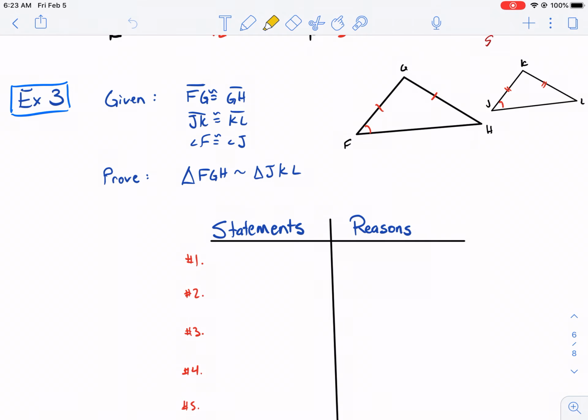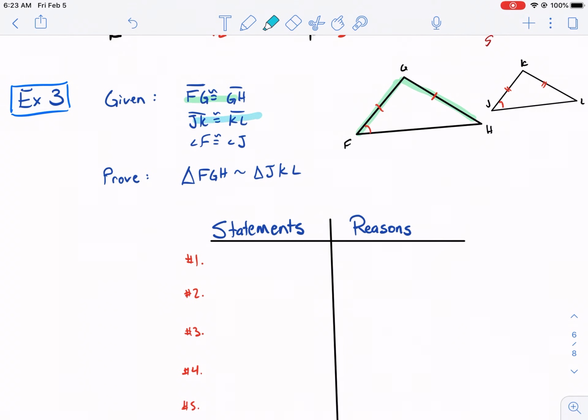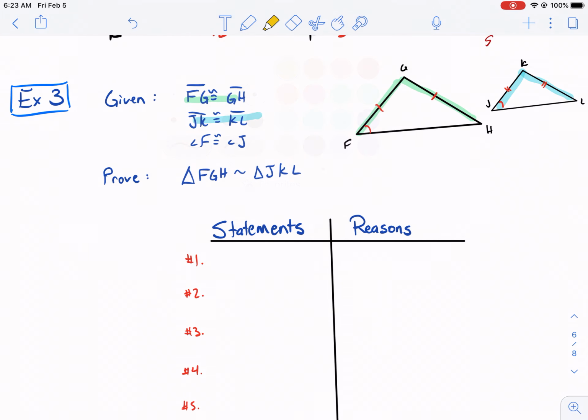Okay, so let's go ahead. I'm going to color coordinate this. So we have this, and so GF, GH, those two are congruent. We're also told that these sides, JK and KL, are congruent. And then our last piece of given information is angle F is congruent to angle J. And that's the only thing that these two triangles share in common so far.